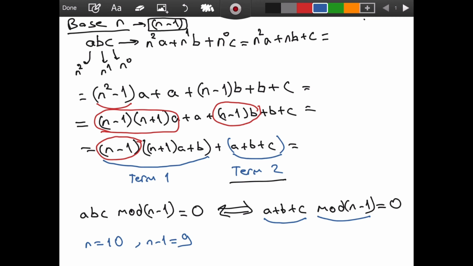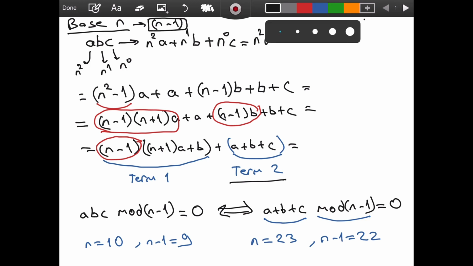And the best part about our proof is that you don't need to limit yourself to the case that n is equal to 10. You could say, let n equal 23. And what is the divisibility rule by n minus 1, in this case 22? Well, all you do is you add up the digits of your number, and if it is divisible by 22, then the number itself is divisible by 22 as well.